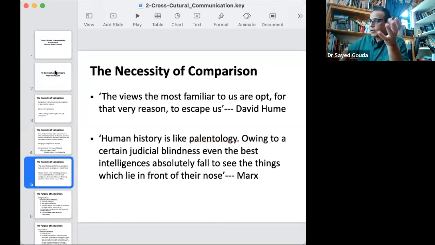Karl Marx said, human history is like paleontology. Owing to a certain judicial blindness, even the best intelligences absolutely fail to see the things which lie in front of their nose. We fail to see things that are so close to us.